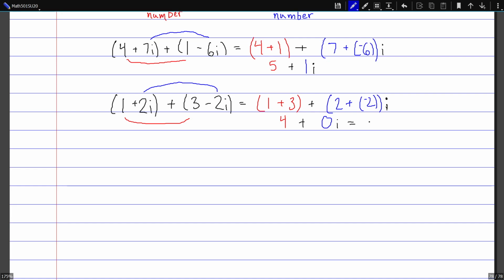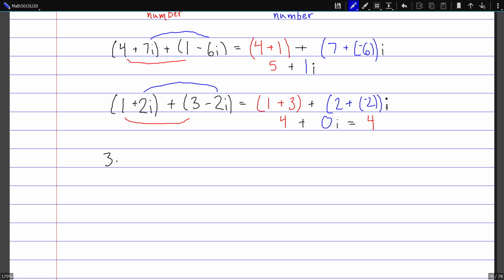If you wanted to, you could just write this as 4. This is still considered a complex number. It just so happens to be a real number as well with no imaginary parts. All right, what's next? Well, let's shift gears a little bit. We're going to go ahead and add in some additional terms and add in difference at the same time.